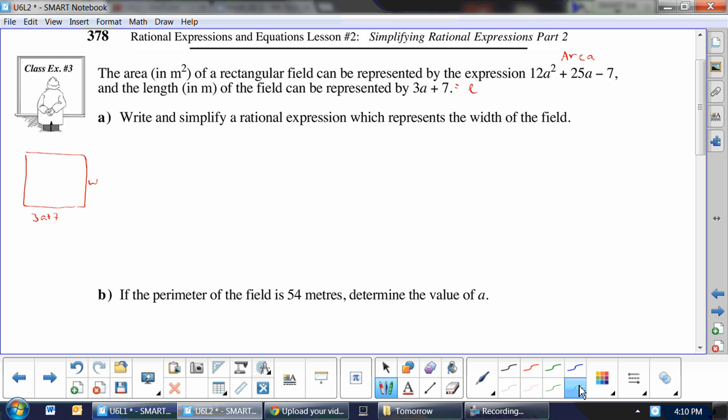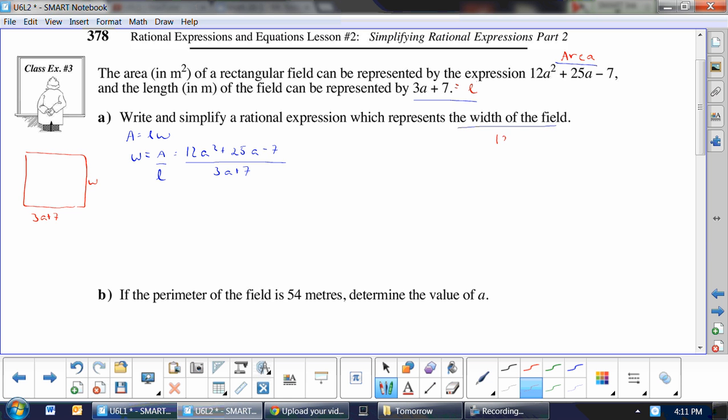So we know that area is equal to length times width. And since we're looking for the width of the field, width is equal to area divided by length. We know the area, and we know the length. So we can go 12a squared plus 25a minus 7 all over 3a plus 7. Because they want us to simplify it, we need to factor the numerator and then see if we can actually simplify it. So let's write that over here.